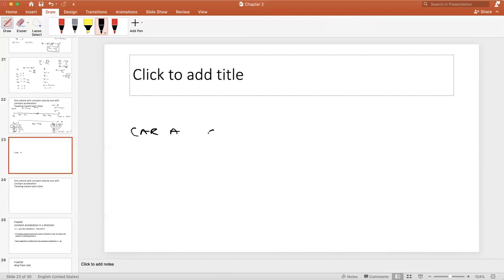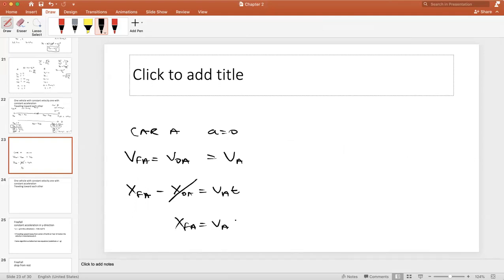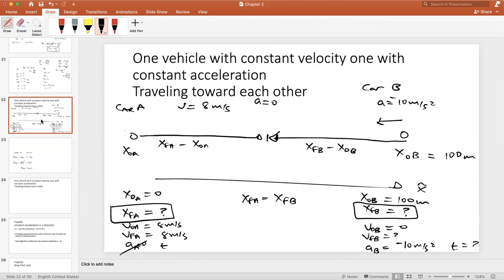Car A has acceleration a equal to 0. So we only have v final of A equal to v initial of A. We're just going to call those vA. We have x final of A minus x initial of A is equal to vA times t. This is 0. So again, we have that x final of A is equal to vA t.